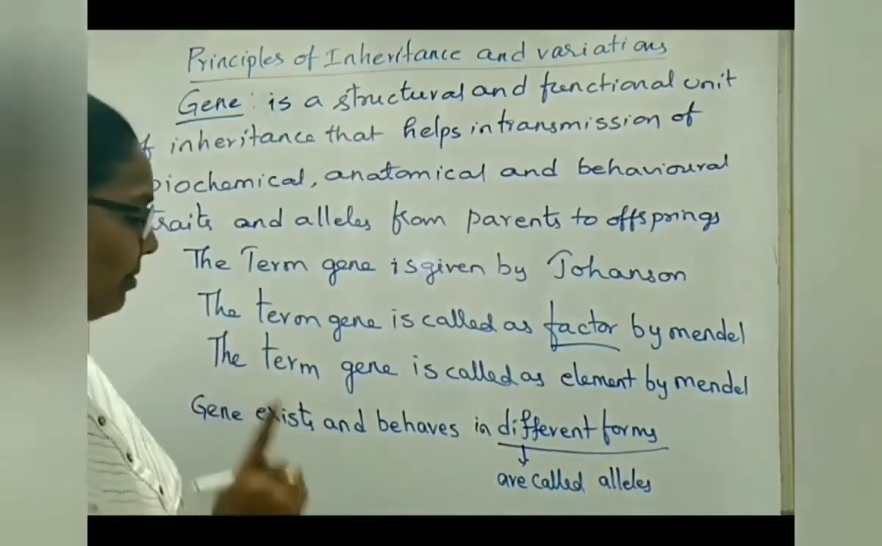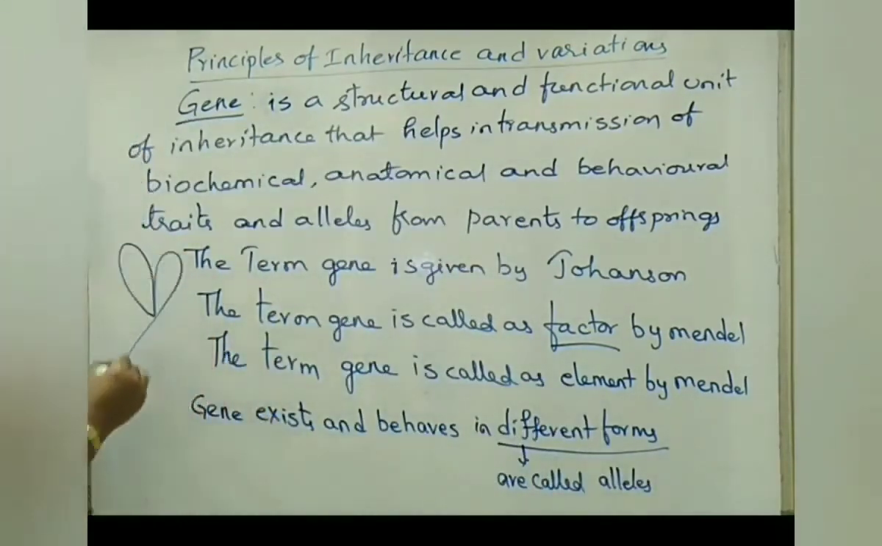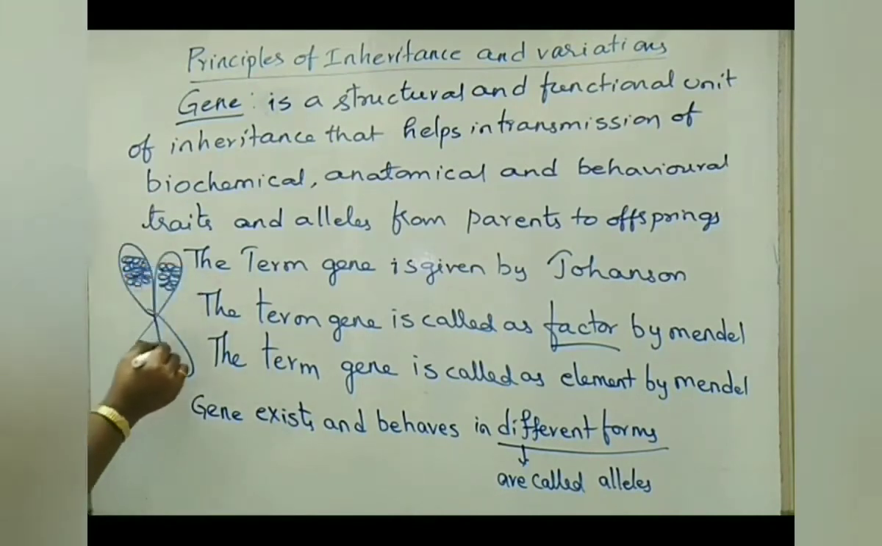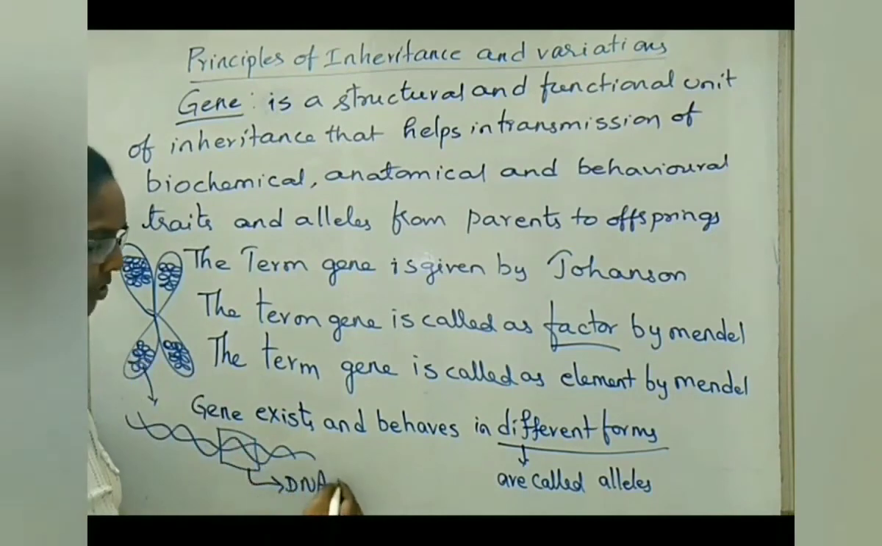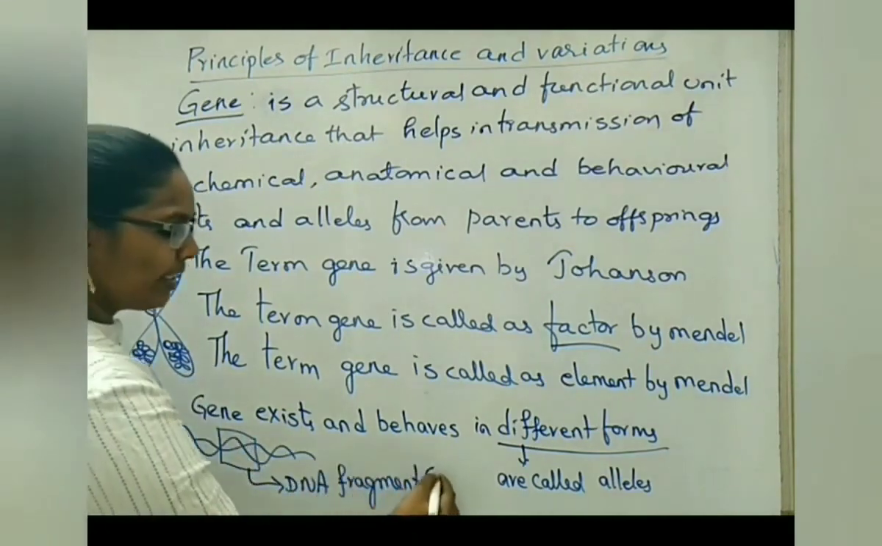If we come to the point, what is the exact location of a gene? For suppose if you think this is the chromosome. Chromosome is having highly coiled DNA as genetic material. If you think that these coiled structures are nothing but DNA, and if you zoom that structure, in a double helical coiled form, when we take out a small fragment, this DNA fragment is called as a gene.